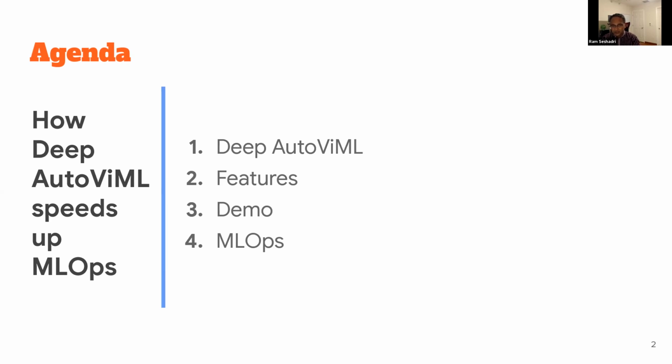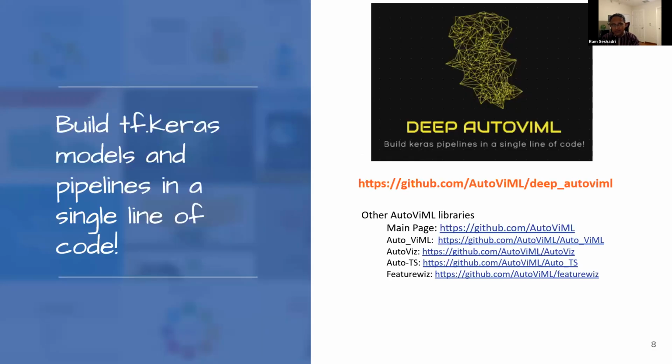I'll take you to the GitHub and you'll see what kind of features and popularity it's got, and then we'll do a demo and we'll go into why it is needed, right? So Deep AutoViML is basically the deep learning version of AutoViML. You can see the other libraries I have given. One is called AutoViML, the first one I created and released, and the second one was AutoViz.